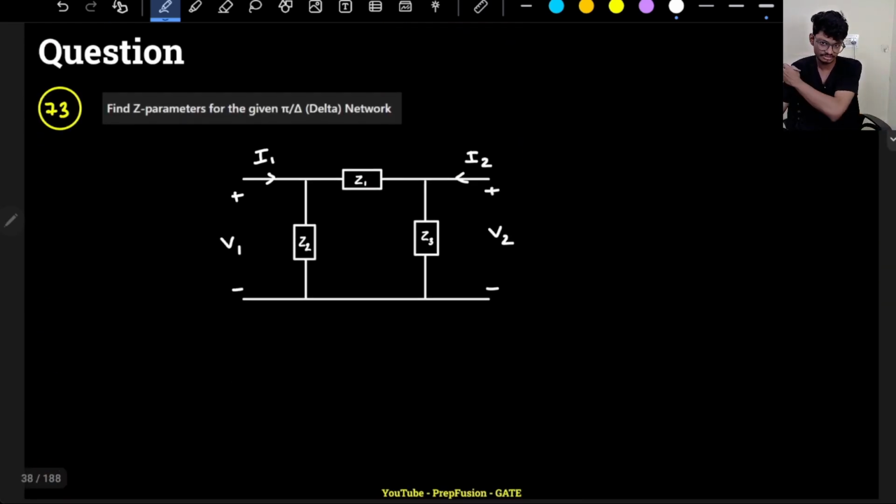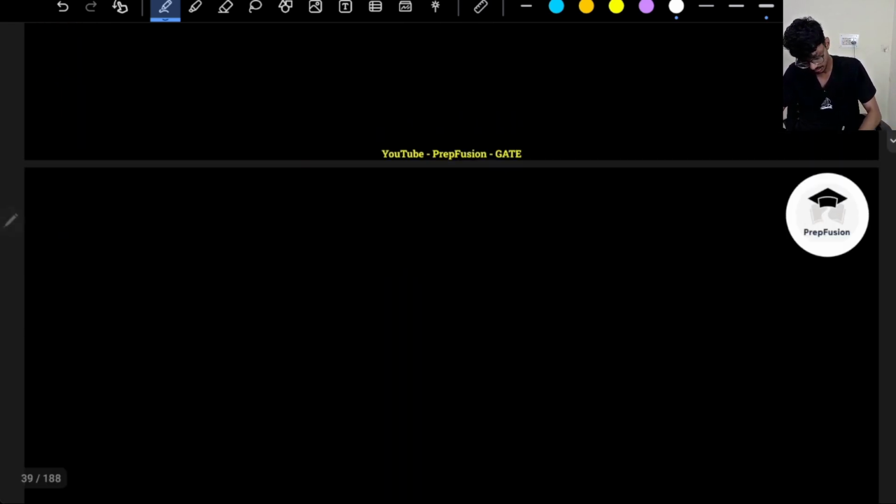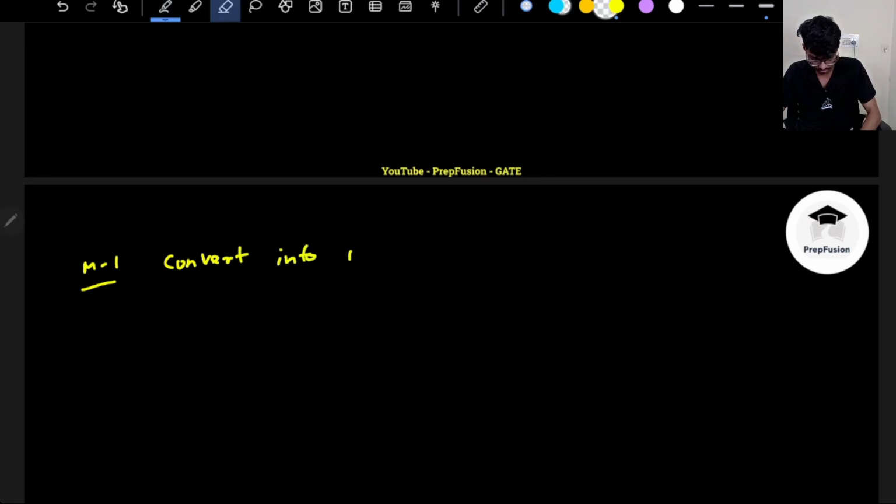So now we have this pi network. So for this pi network, again you can derive a formula. You can solve, like, method 1 is basically you can convert this thing into star network, because it is very easier to find out the Z parameters for a star network. So convert into star network, that is the method 1.